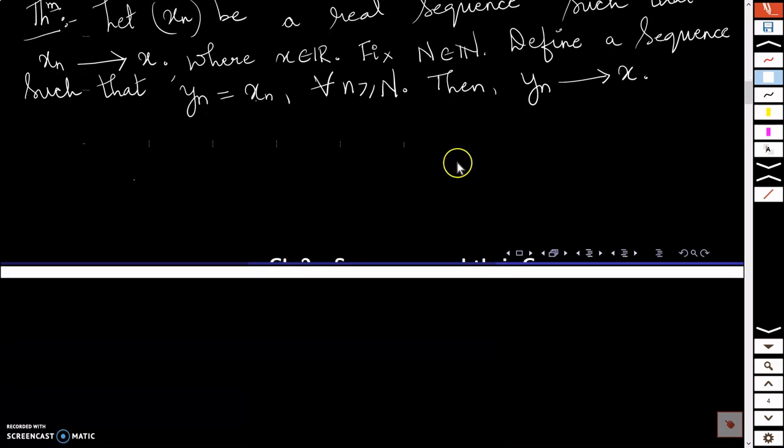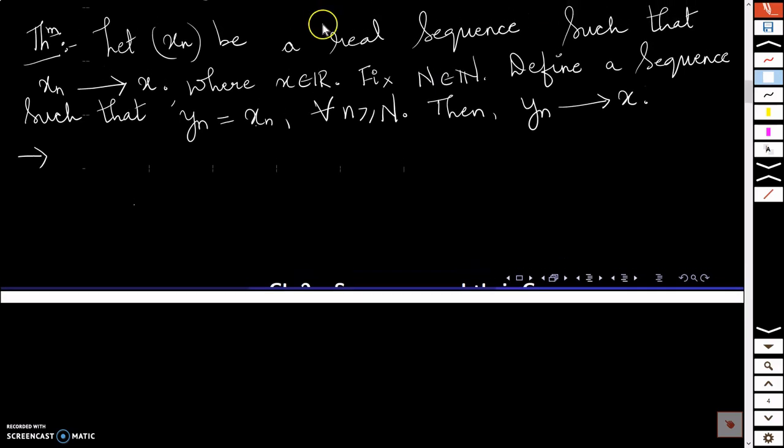Now I have a sequence xn which converges to x. That is the first thing I know. Secondly, we have fixed one natural number which is capital N. That's here. And this natural number is in your mind. I have told you to keep one number in your mind.